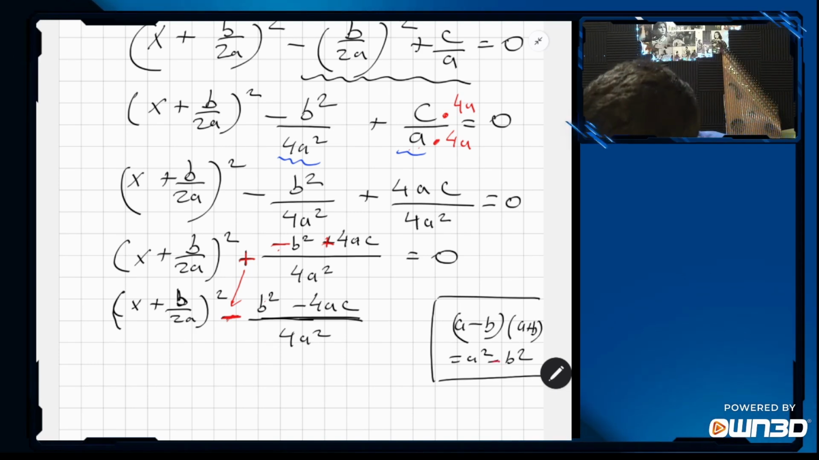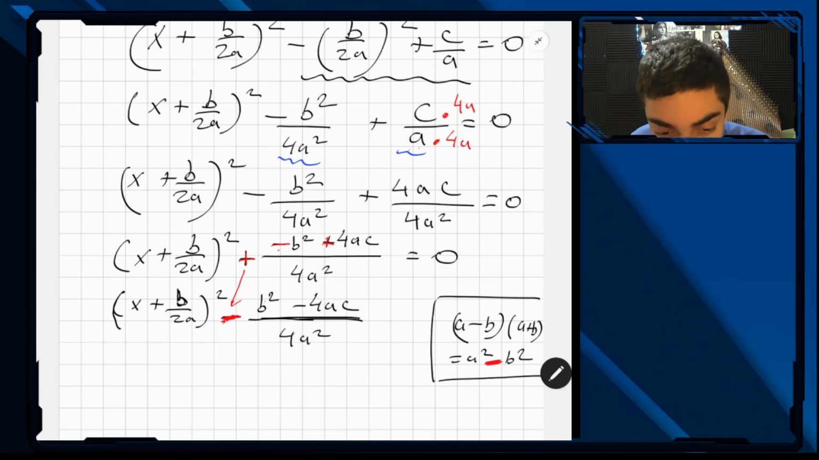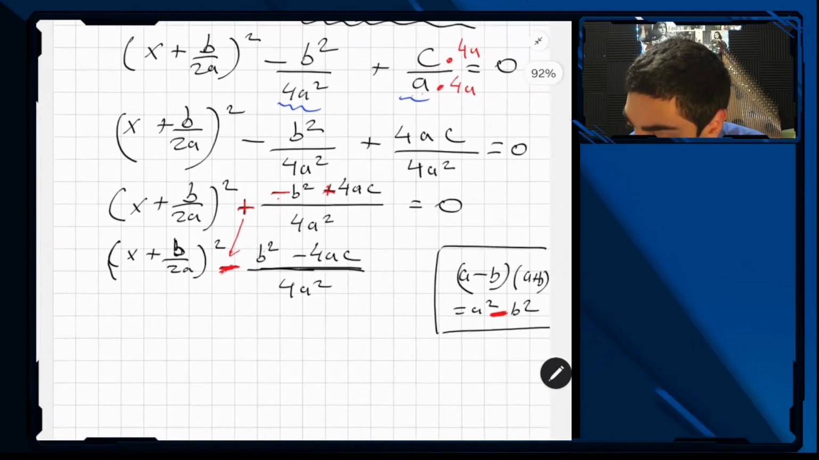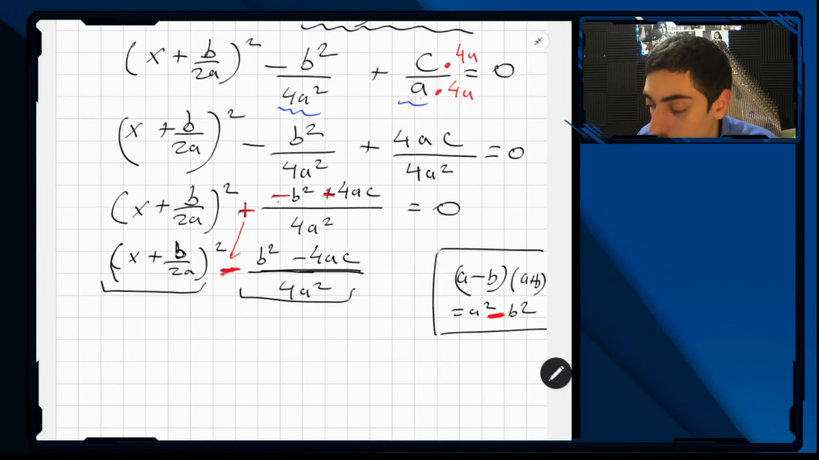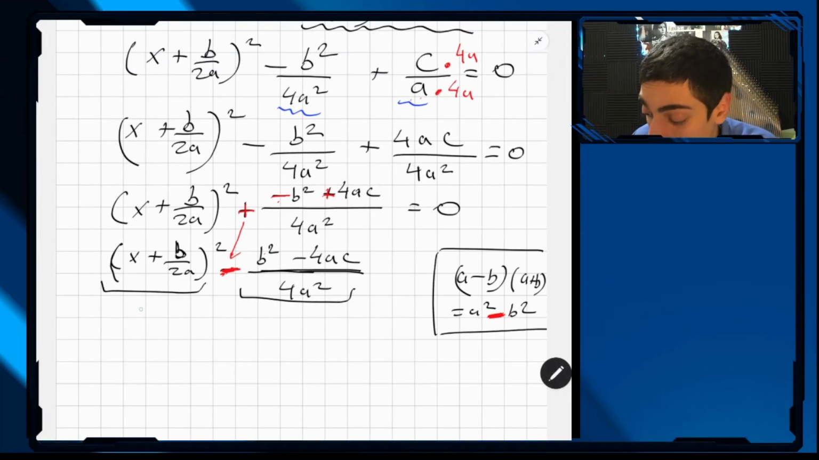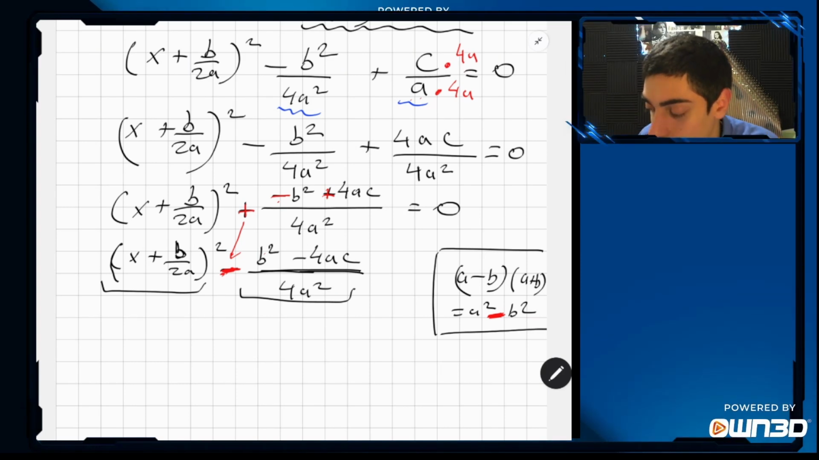Why am I doing this? Because I need to see a minus here. I need a minus between the two. And now we can proceed. Now I have the minus, and I have the first square. But what about the second square? I have a squared here. Fantastic. What about the second square here?